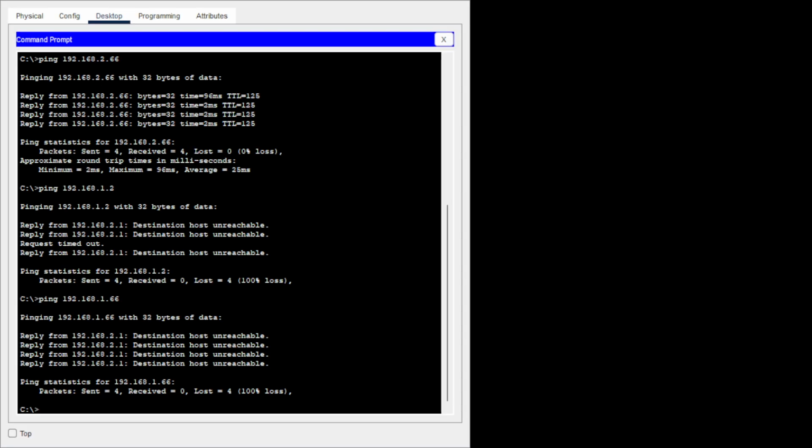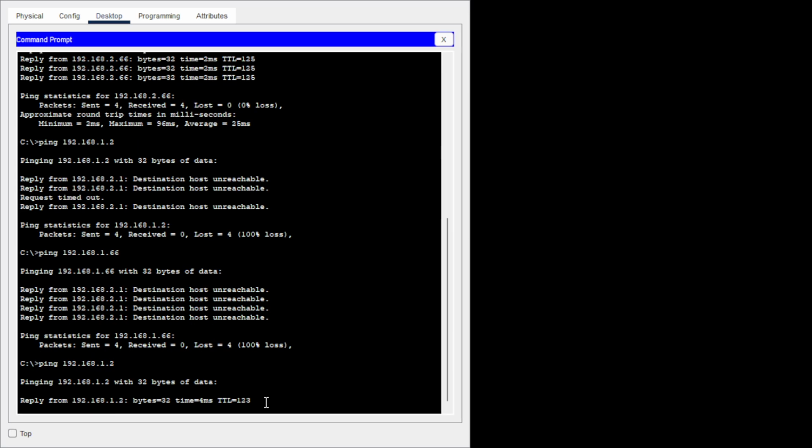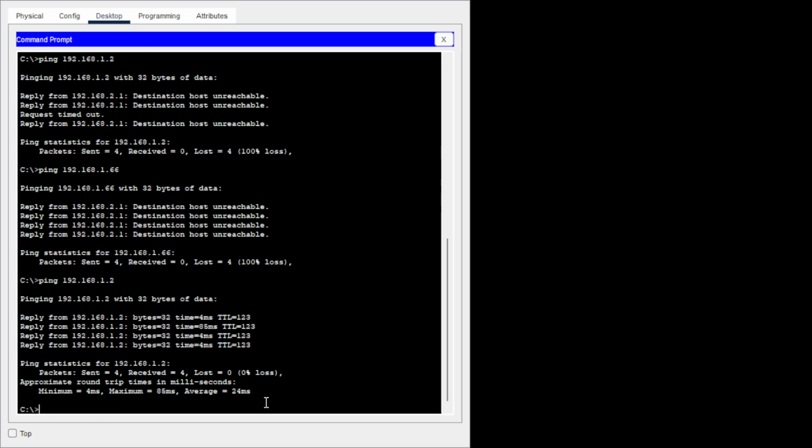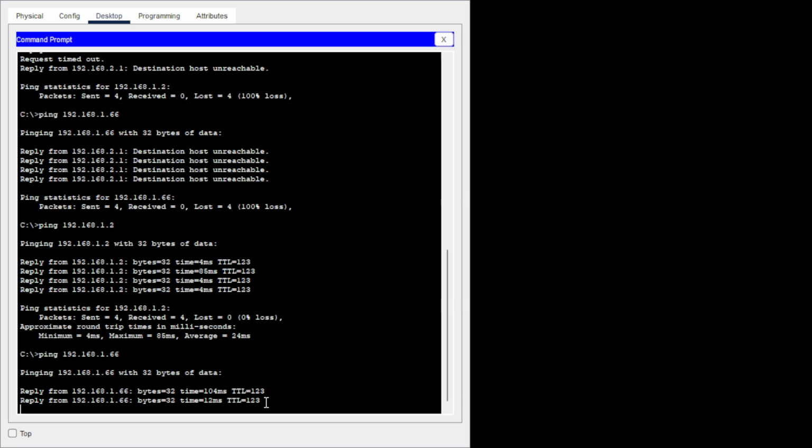So PC number 2. Let's first try to ping 1.2. It's now pinging. 1.66, this is also pinging.